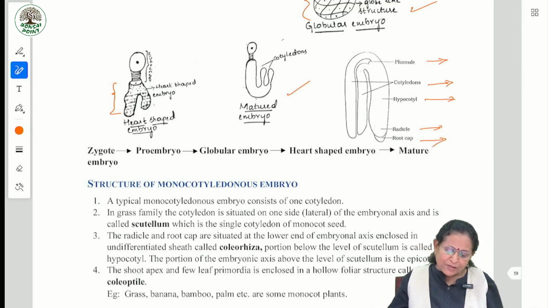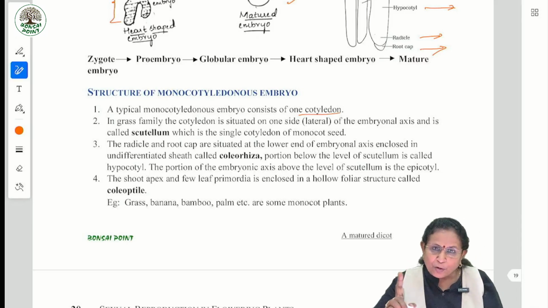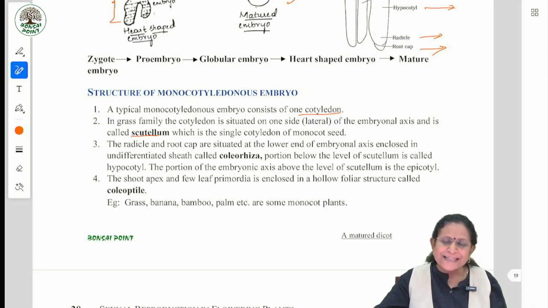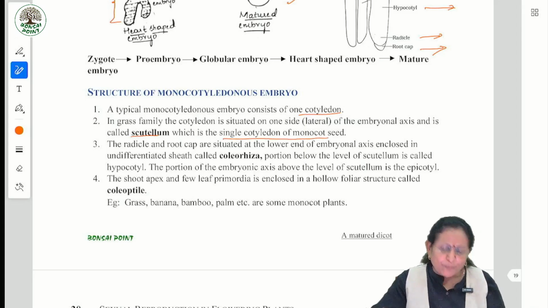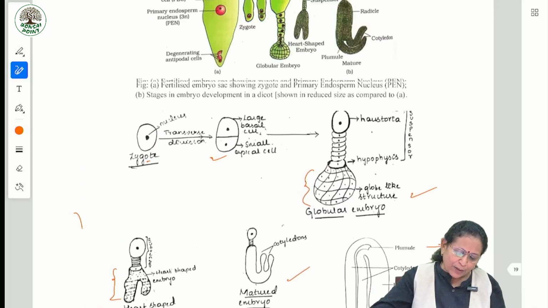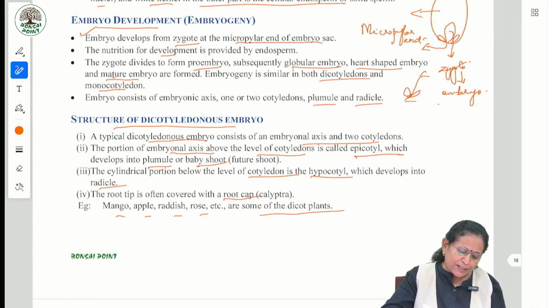Structure of monocotyledonous embryo. A typical monocotyledonous embryo consists of only 1 cotyledon, which is called scutellum. In the grass family, the cotyledon is situated on one side, that's the lateral side of the embryo sac, and is called scutellum, which is a single cotyledon of monocot. Very common 1-mark question. Even these are common for NEET. This is very important. Please go through this.